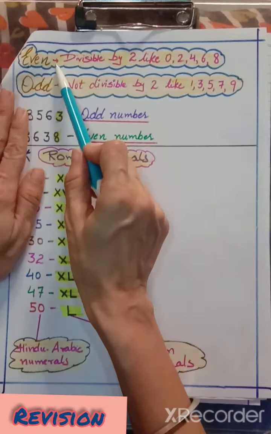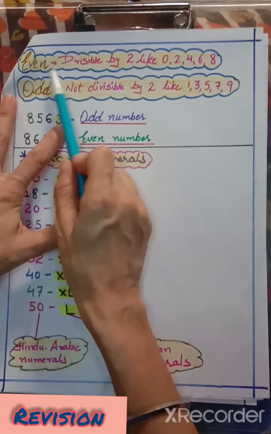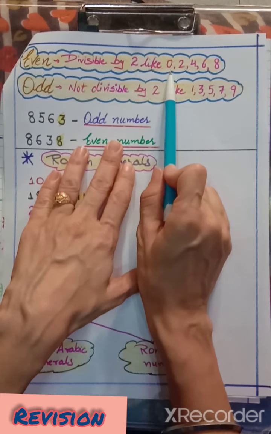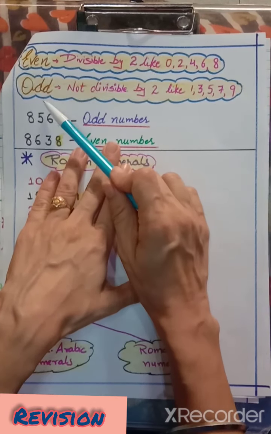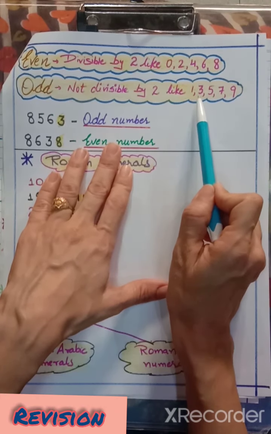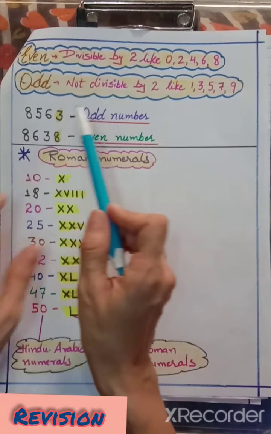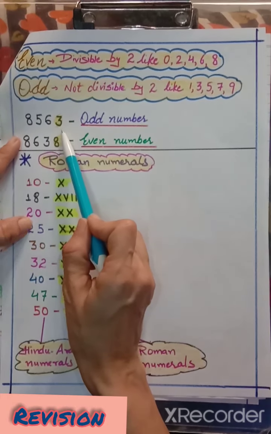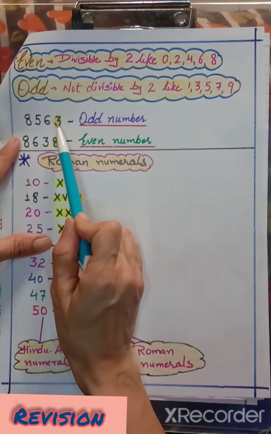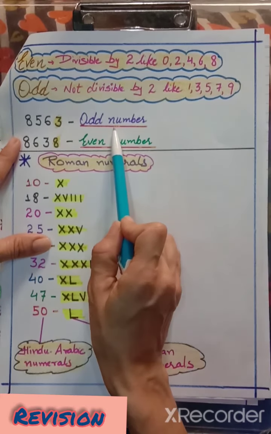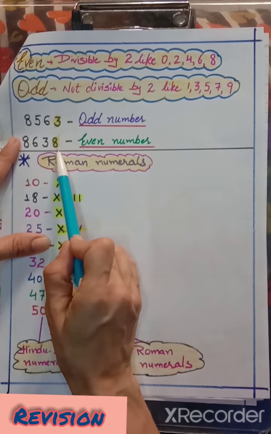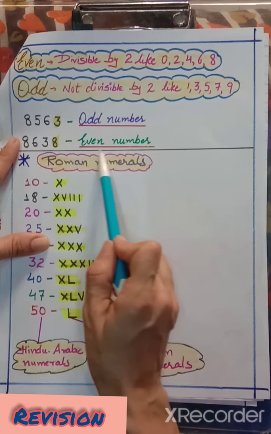Next topic is even and odd numbers. Now even numbers are divisible by 2. Like at the 1's place we have the digits 0, 2, 4, 6, 8. Odd numbers are not divisible by 2, like at the 1's place we have the digits 1, 3, 5, 7, 9. So suppose we have the number 8563. At the 1's place we have 3. 3 is not divisible by 2, so it's an odd number. 8638. At the 1's place we have 8. It is divisible by 2, so this is an even number.